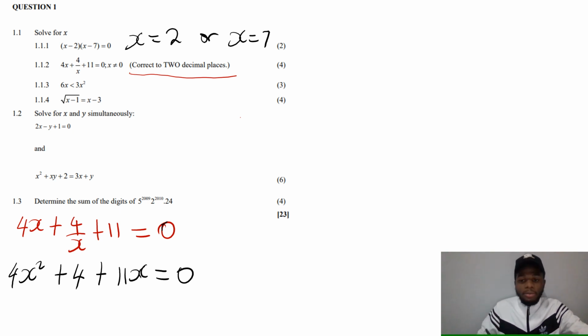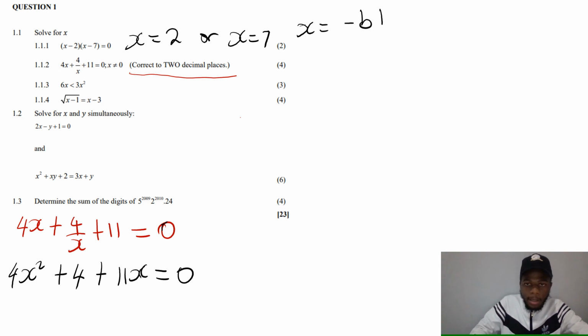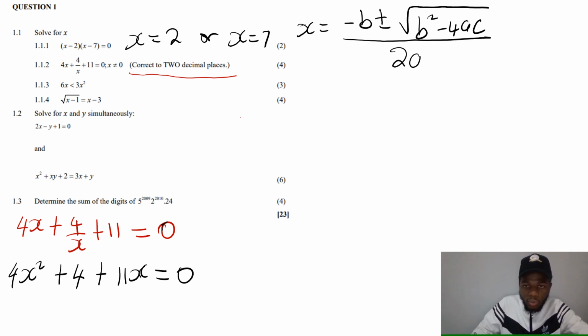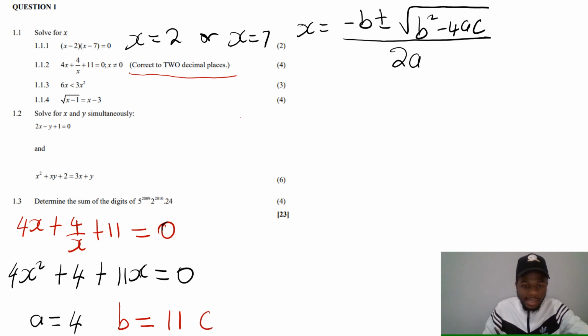Perfect. Let's apply the quadratic formula to solve this one. The quadratic formula is given by x equals minus b plus or minus the root of the discriminant, which is b squared minus 4ac, all divided by 2a. So what is our a, our b, our c? a is the coefficient of x squared, which is 4, b is the coefficient of x, which is 11, and c is just the constant, which is 4.